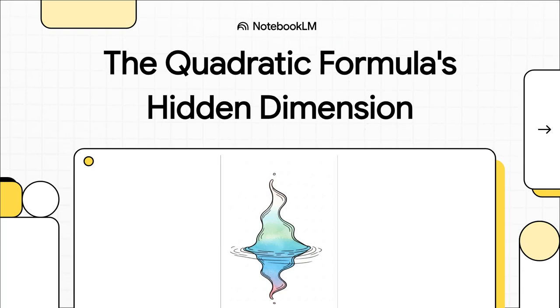You know, we all remember the quadratic formula from school, right? It's that trusty, powerful tool for cracking any equation that looks like ax squared plus bx plus c equals 0. But what if I told you that this formula we all memorized has a secret, a hidden dimension that opens up a whole new universe of numbers, one that most of us just flew right past in class?